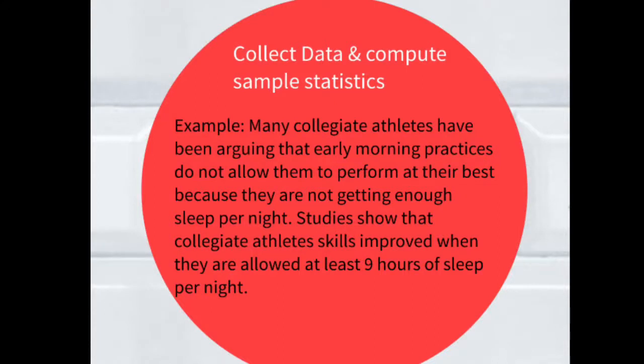Our third step is to collect data and compute sample statistics. So we came together with an example. Many collegiate athletes have been arguing that early morning practices do not allow them to perform at their best because they are not getting enough sleep per night. Studies show that collegiate athletes improve when they are allowed at least 9 hours of sleep per night. So let's find the null and alternate hypothesis and let's interpret the data.